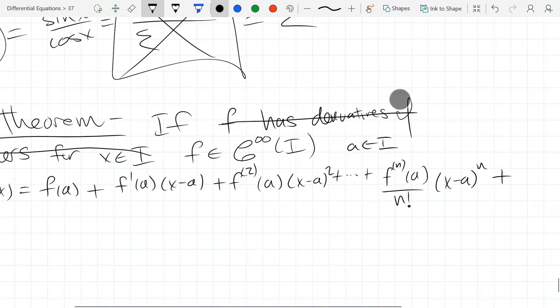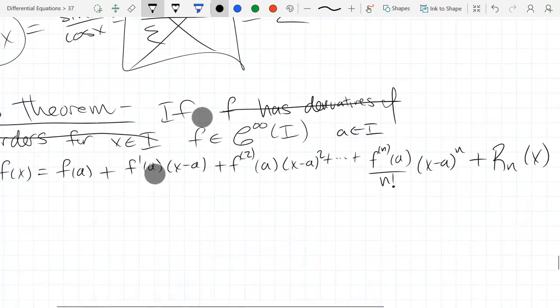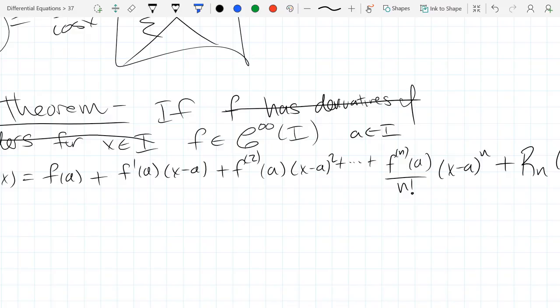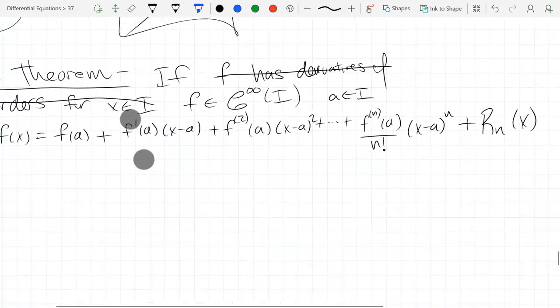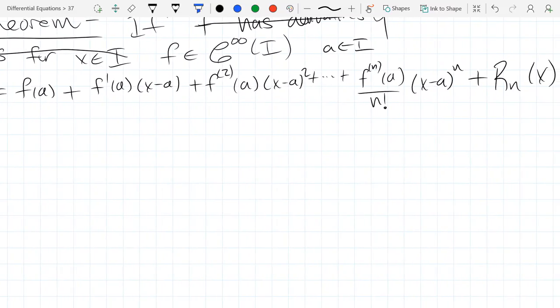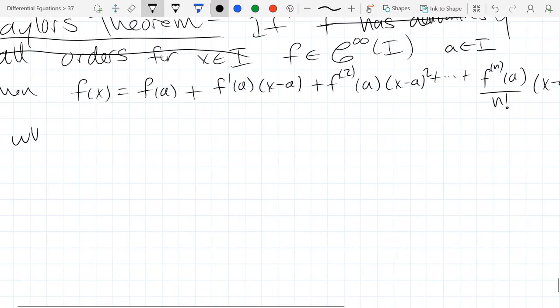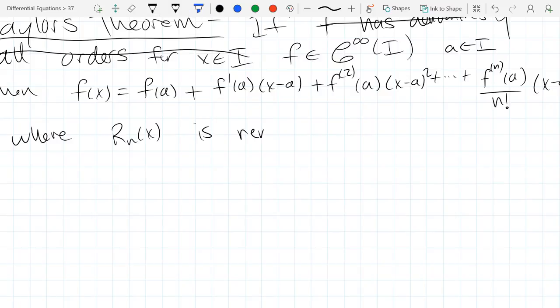So what I'm going to put over here is a new function, R little n of x. And this represents what all the rest of the terms add up to. So it's what's missing. Taylor's theorem tells us how to figure out this function. So we call this the remainder.